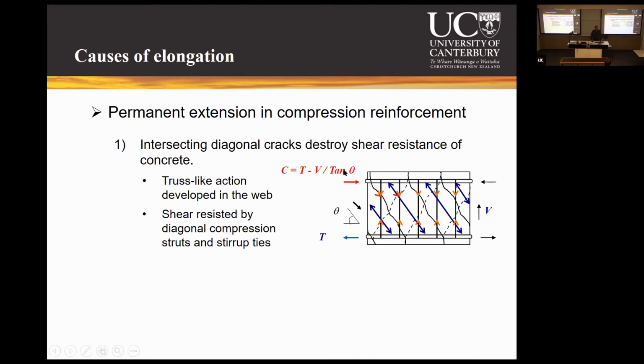So the V divided by tan theta, the V is, sorry, this is a little bit annoying, I don't know how. Minimize this one. Yeah, thanks for that. So the shear force V will have its horizontal component, and that is the difference.